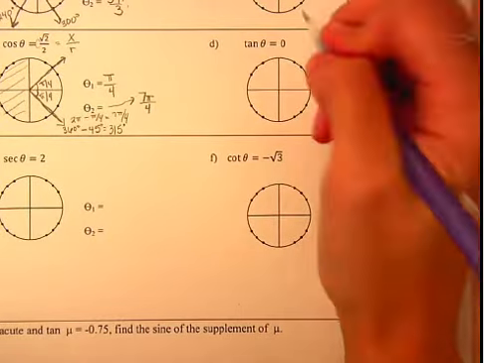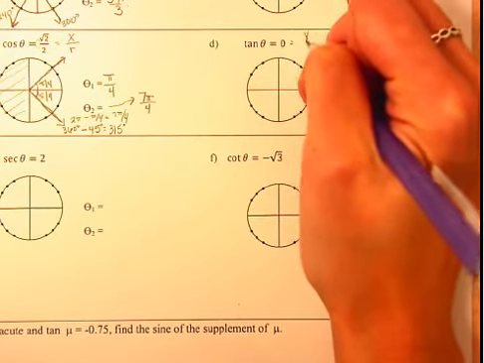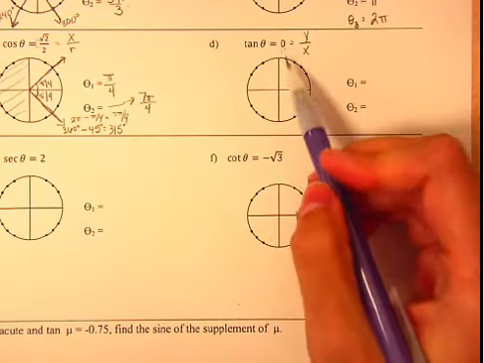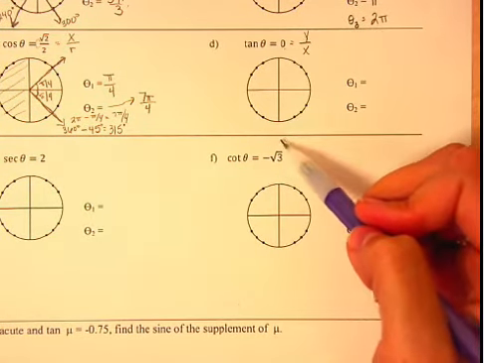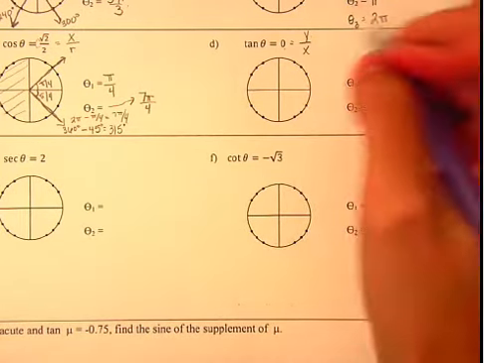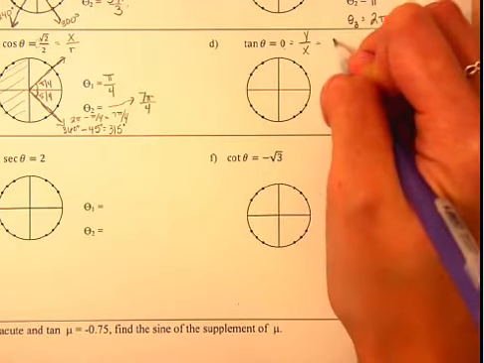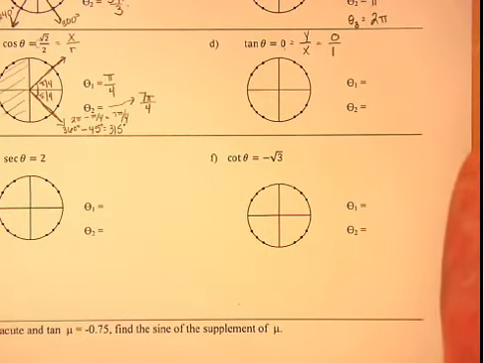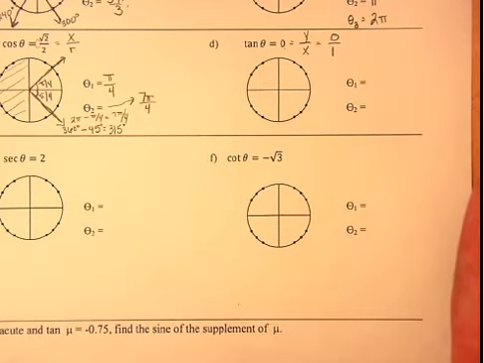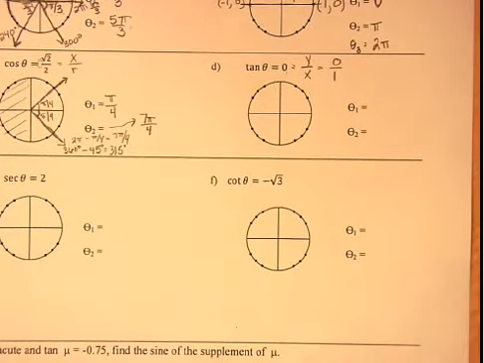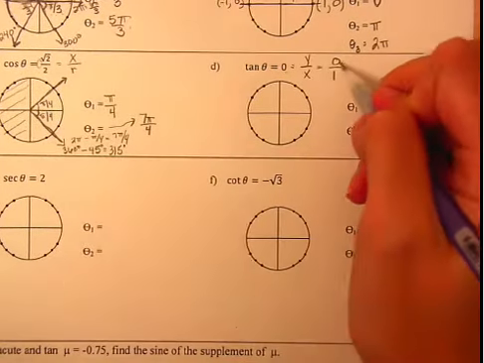Tangent is 0. I know that tangent is y over x. And in order to get a value of 0, I know that the top number has to be 0 and the bottom number can be any number besides 0. So that tells me that that's a 0 over 1 or 0 over anything, but I'm just going to put it over 1 because it's a whole number or a missing whole number. So if we put it over 1, that tells me that the y value is 0.